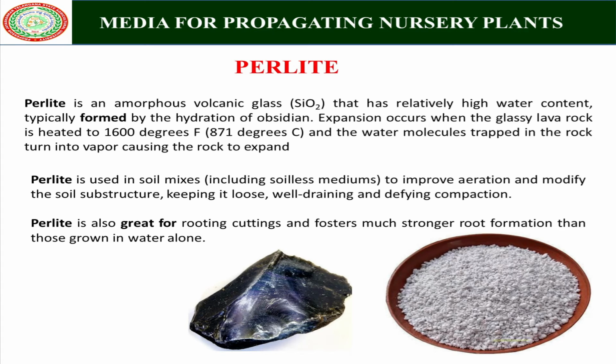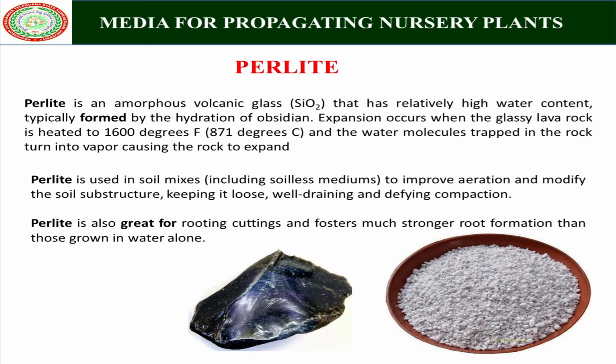Next is perlite. Perlite is also a type of potting mixture which is obtained from the volcanic glass. So volcanic glass is silicon dioxide, and when it is subjected to high temperature, around 1600 degrees Fahrenheit, the water molecules which are present in the glass will get trapped and turn into vapor, and this vaporized water will make the material lightweight and the rock will expand. This lightweight material is called perlite.